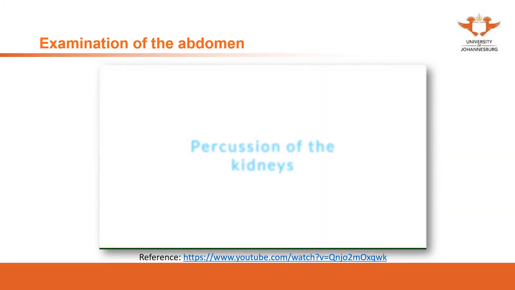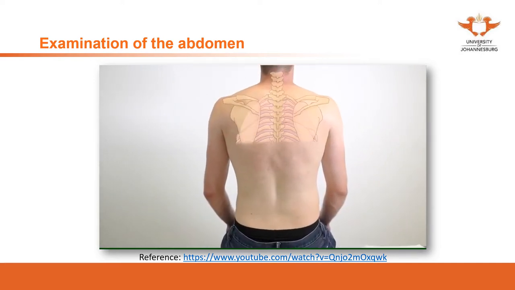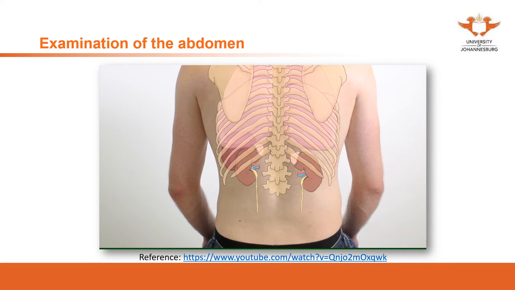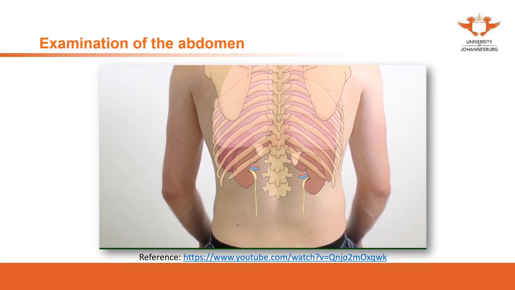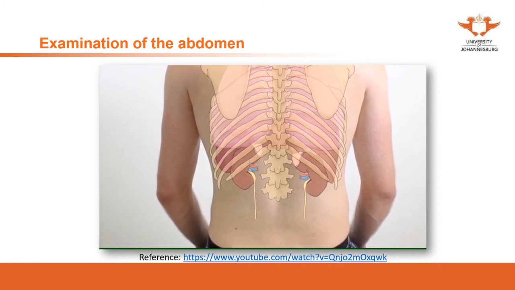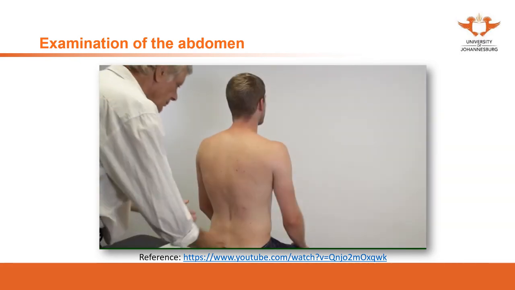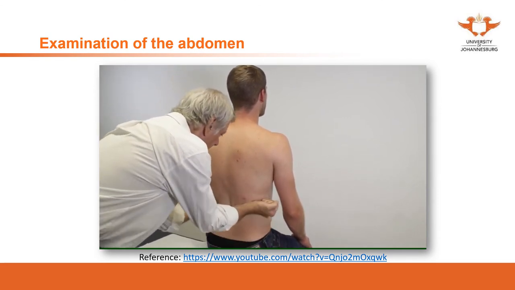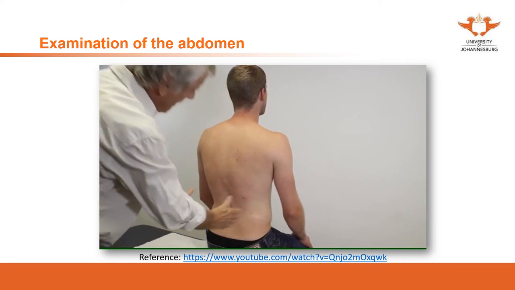Percussion of the kidneys, located in the retroperitoneum, can also be done on abdominal examination. Keep in mind that the upper pole of the left kidney can be found at the level of the 12th thoracic vertebra. Because of the liver, the right kidney lies around 3 centimeters lower than the left. Careful percussion of the flanks in the lower rib cage area should not elicit pain in a healthy patient. Pain on percussion, however, should raise suspicion for a pathological process, such as pyelonephritis or urolithiasis. This is the direct percussion.